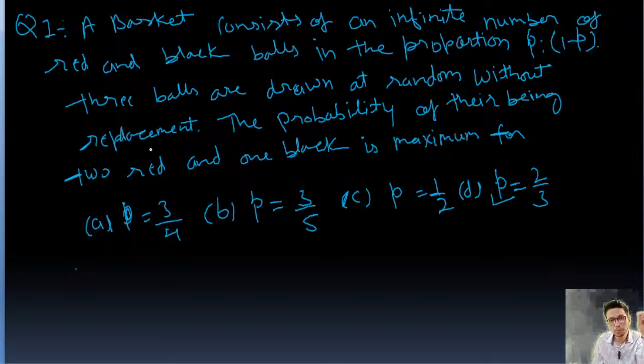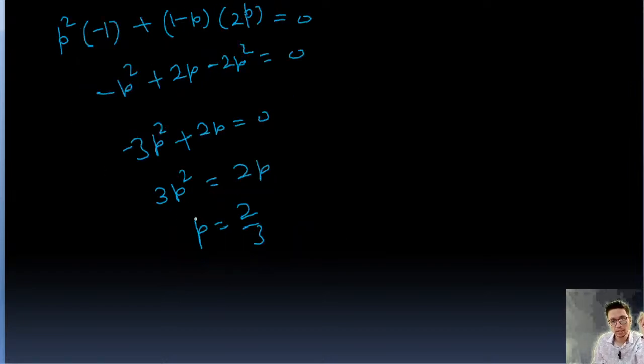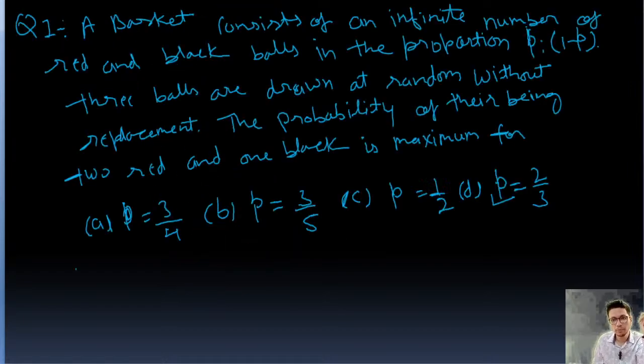Okay, so we'll get the probability first. Probability means, because the proportion is p ratio 1 minus p, right? So there are 2 red balls, which means p into p square, and 1 black ball means 1 minus p. So this will be the probability. For maximum value of probability, we know that dp upon dp is going to be 0, and then we'll solve it and we'll find the value of p, right? For this value, the probability of getting 2 red balls and 1 black ball is going to be maximum.